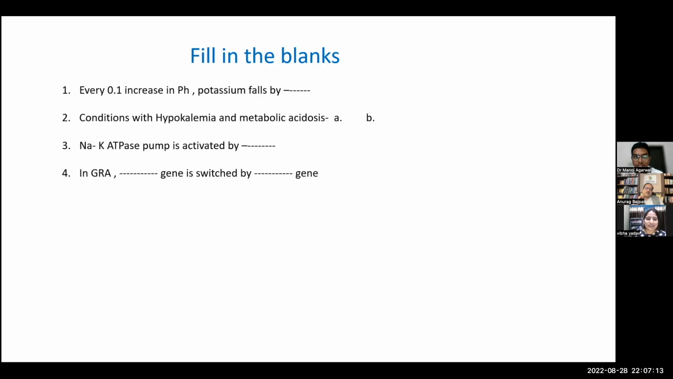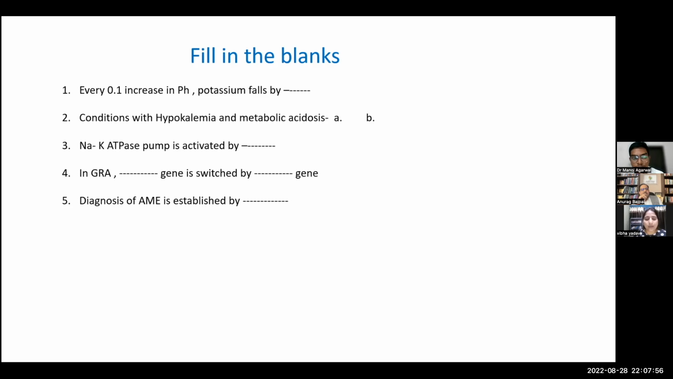In GRA, that is glucocorticoid remediable aldosteronism, a gene is switched. Dr. Manoj talked a lot about this very interesting condition. You have hypertension, which is autosomal dominant, and there is regulation of the production of aldosterone by ACTH and not by the renin. This is a switch of CYP11B1 with CYP11B2. So this is an important condition to look at. Next.